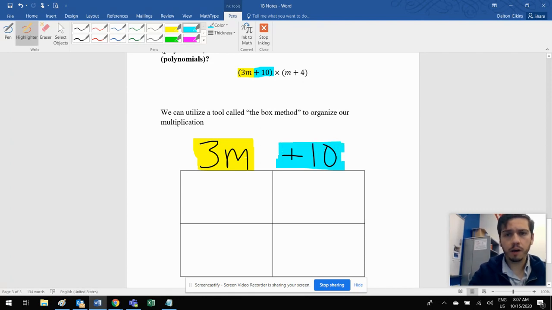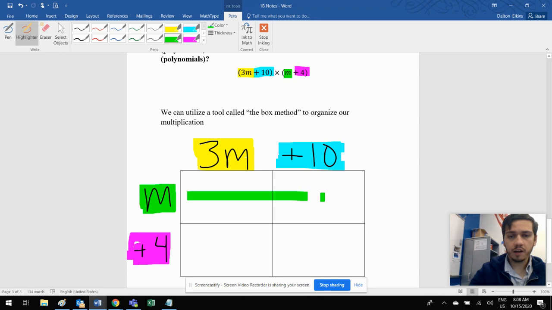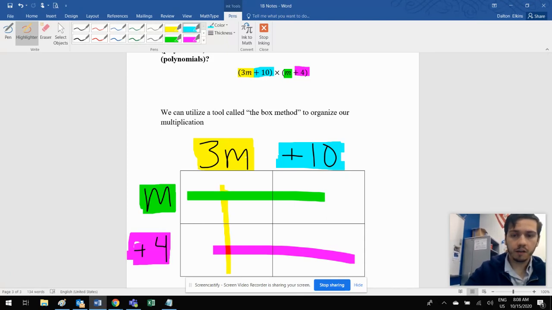I like to highlight things, you know, I like to use colors. So then our next term we have is m. So I'm going to put that over here. And then our final term is plus 4. I'm going to put that over here. So each term has either a row or a column, meaning this entire row is affected by that m, and this entire row is affected by the plus 4. This entire row is affected by the 3m, and then this entire row is affected by the plus 10.